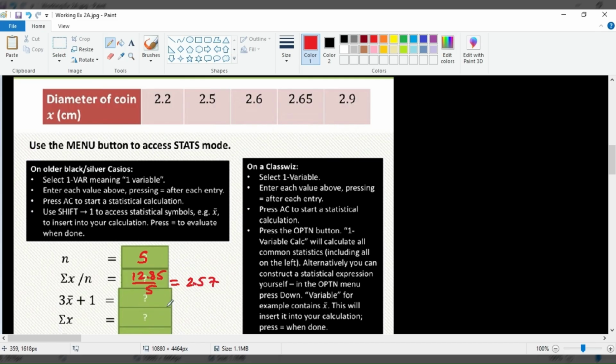Now 3 times 2.57 plus 1. That means we are talking about 7.71 added with 1. So this is going to give us 8.71. This is going to be the answer for this part. You will write over here 8.71.